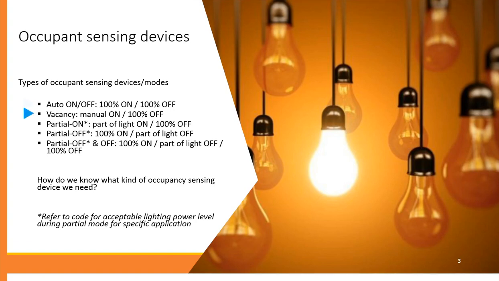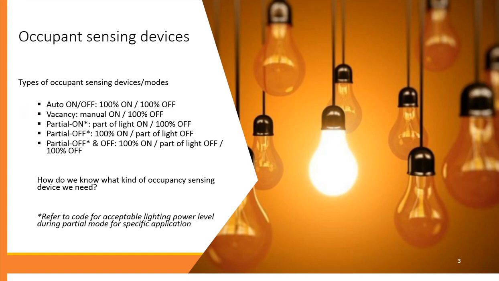Your next mode of operation would be a vacancy sensor. So vacancy mode is manual on, automatic off. Sensor detects motion as you're walking into the space, but lights do not turn on automatically. You have to go to the wall switch and manually switch your lights on. But once you vacate that space, lights will automatically shut off.